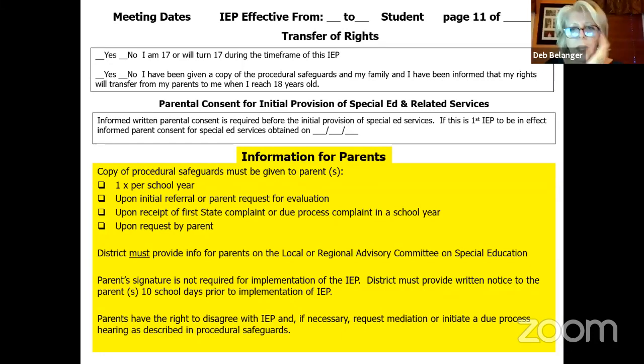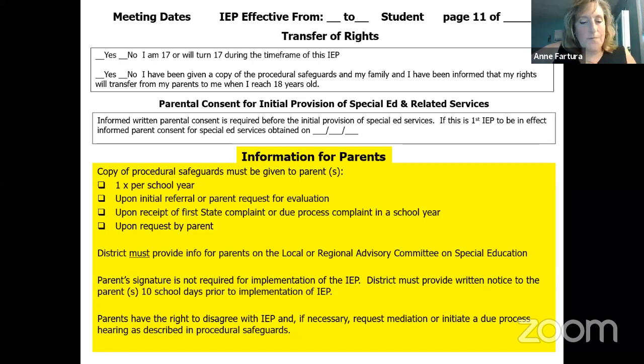And can I also ask you to touch on just one little thing? On the form, parental consent for the initial provision of special education, because we talk about there's no signatures on an IEP, but there's that one time that parents have to sign. Could you touch on that and what that box means?